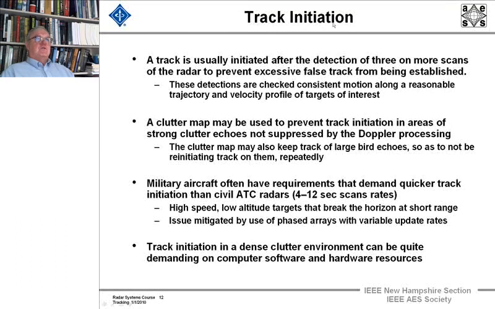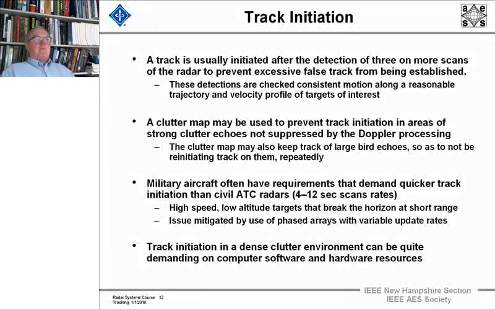Okay, now let's move on to track initiation. A track is usually initiated after the detection of 3 or more scans, which I said previously, to prevent excessive false tracks from being established. And these detections are checked for consistency of motion along a reasonable trajectory and velocity profile for the targets of interest of the particular radar, be it a radar that wants to surveil and track missiles or aircraft or what have you.